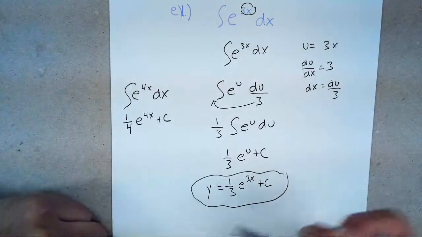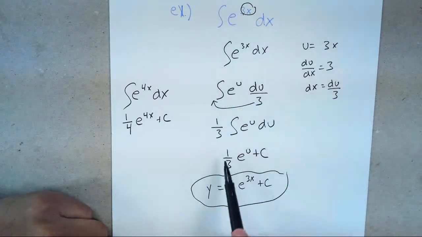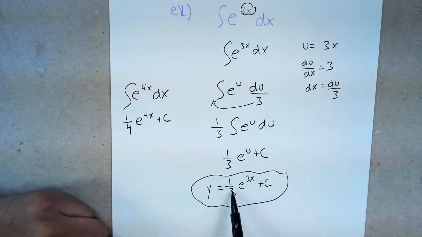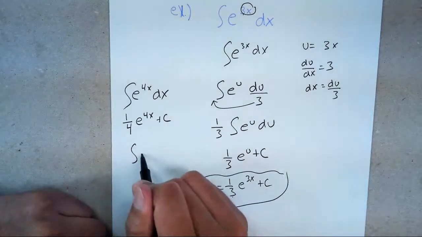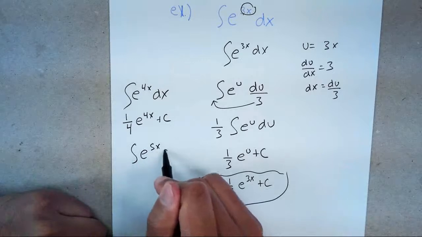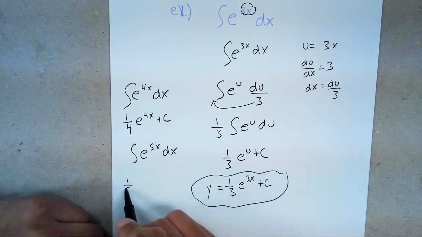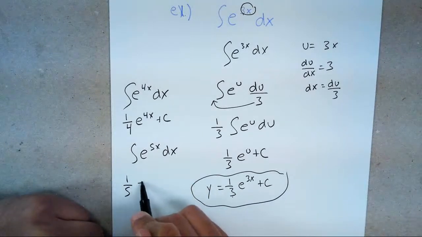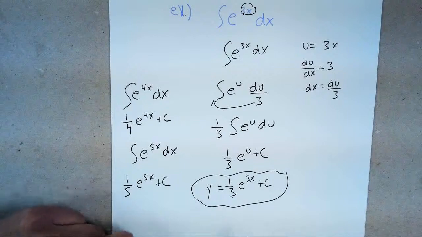Now how do I know this? Well, look at the one you just did, e to the 3x. What happened to this 3? Where did it go? It went to your denominator. 1/3 e to the 3x plus c. Let's try another one. e to the 5x. Because I noticed it's 5x, this is going to drop down to become 1/5 e to the 5x plus c. And that's the shortcut, okay?